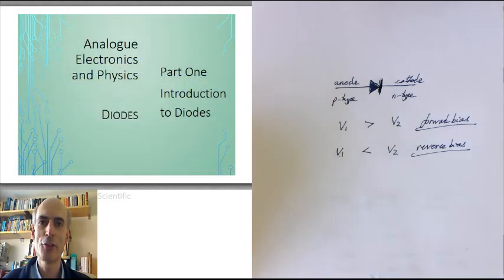Okay, that's all I need to say for this first short introduction. In the next video, we'll have a look at the PN junction and see where these properties of the diodes come from.